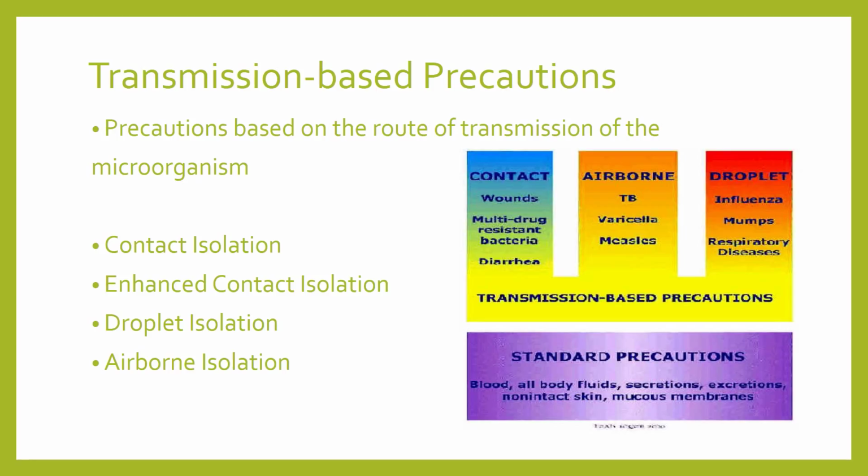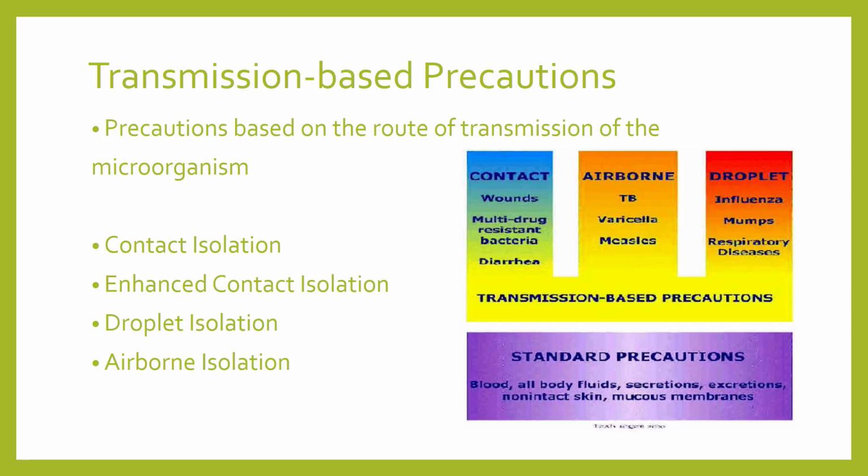Contact isolation is used with patients with microorganisms known to be transmitted through direct or indirect contact with the patient and their environment, and include the use of PPE. Droplet precautions include the use of surgical masks within 3 feet of a patient due to large respiratory droplets.